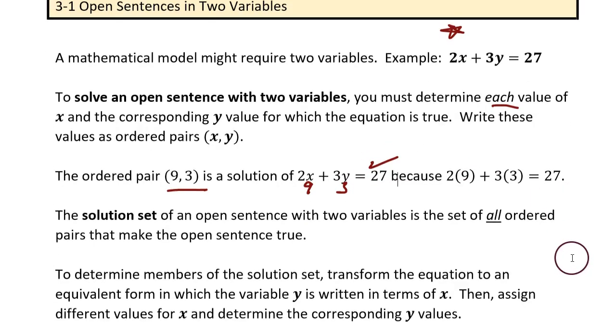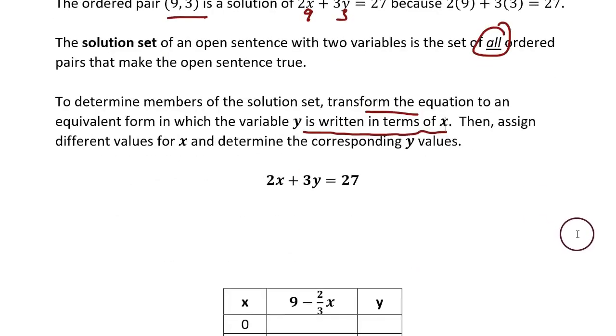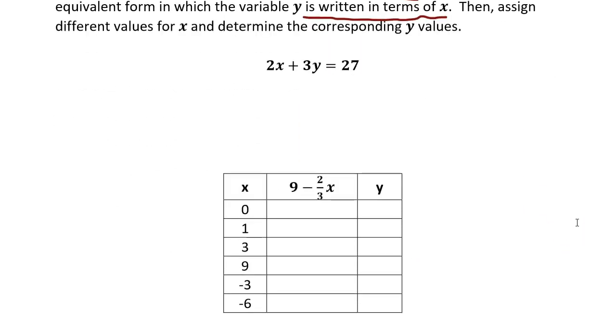The solution set of an open sentence with two variables is the set of all ordered pairs that make the open sentence true. In our previous example, 9, 3 is only one possibility. There are other combinations of numbers that could be used for x and y. To determine all the members of the solution set, transform the equation to an equivalent form in which the variable y is written in terms of x. Then assign different values for x and determine the corresponding y values. Let's try that with our example equation.